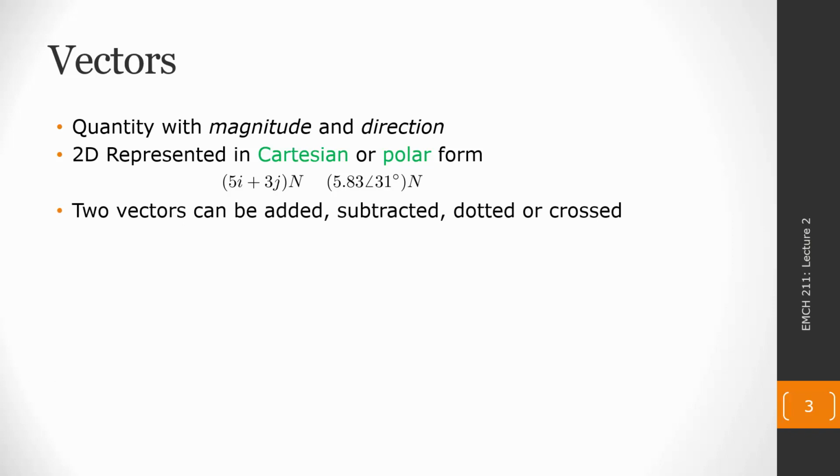So when we're in the Cartesian form, we're going to be able to do the coming operations on our vectors. And we're going to talk about adding vectors, subtracting vectors, the dot product or dotting our vectors, and then the cross product or crossing our vectors. There's other operations you'll see in a linear algebra or matrices class, but these are the four that we're going to be using for this class.